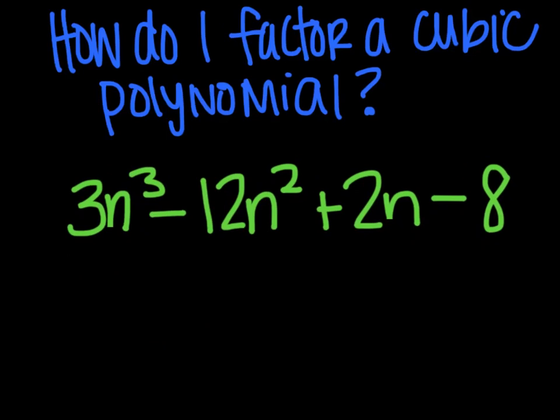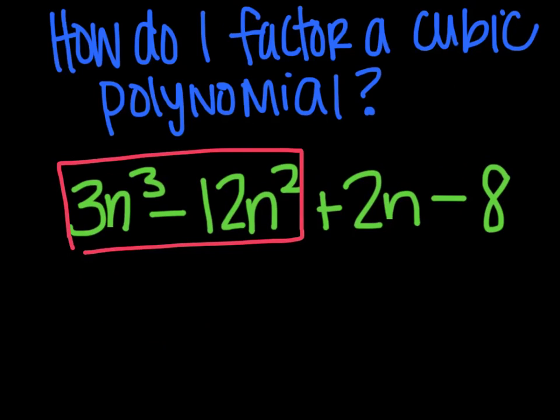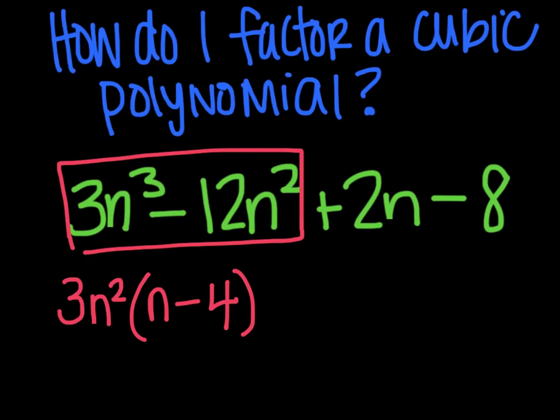So what you're going to do is you're going to kind of chunk it just like you've done in the past as a strategy, and then you're going to factor out the greatest common factor. So here's my first chunk, and I'm going to factor out what I can. In this case, I can factor out a 3n squared. And then I can have an n minus 4 left over from that.